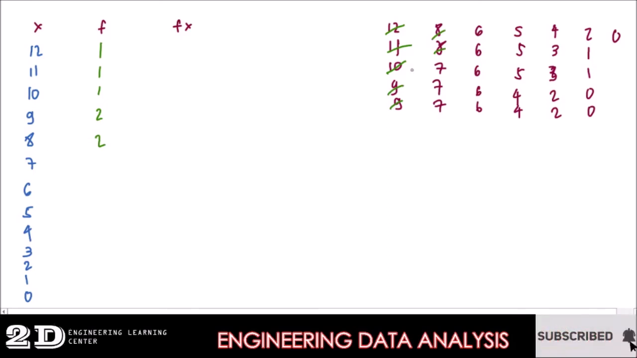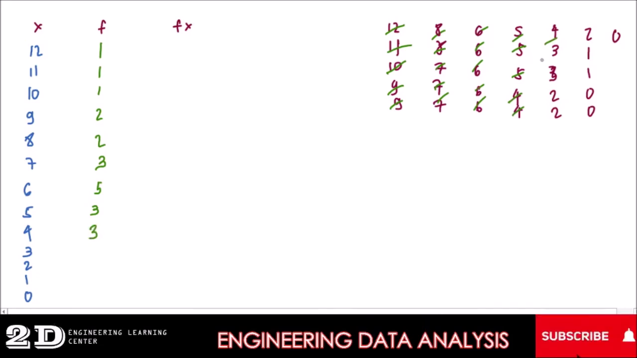Then we have 7, so 1, 2, 3, so we have 3, 7. Then we have 6, 1, 2, 3, 4, 5, so we have 5, 6. Then 1, 2, 3, so 3 5s. Okay, then 4, so 1, 2, 3, so we have 3 4s.